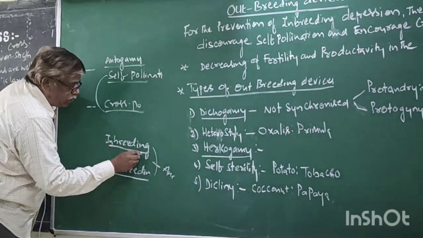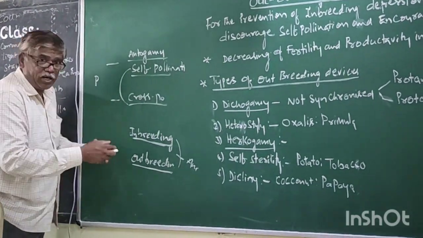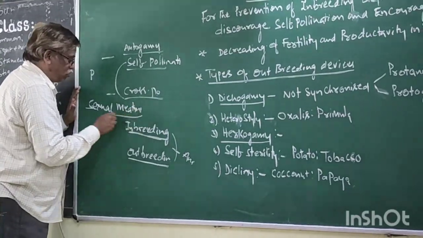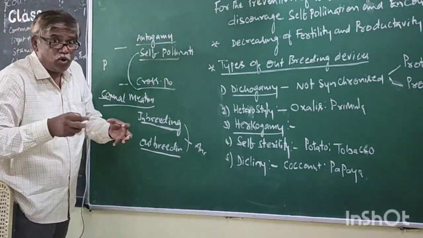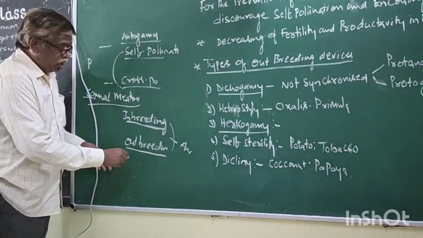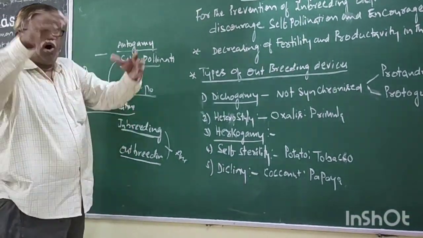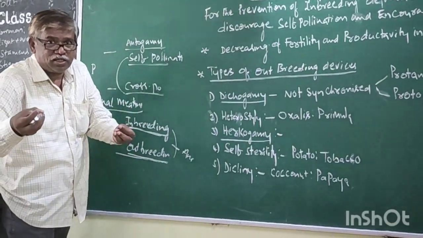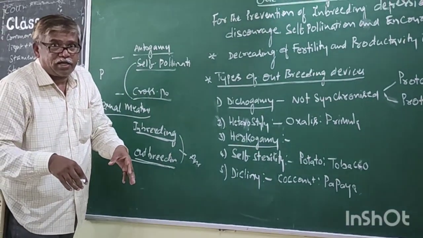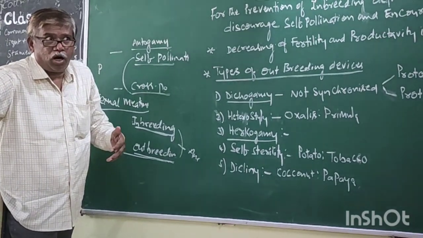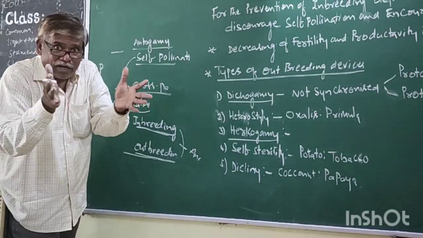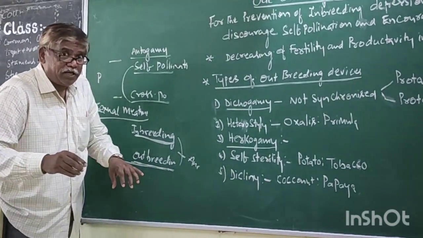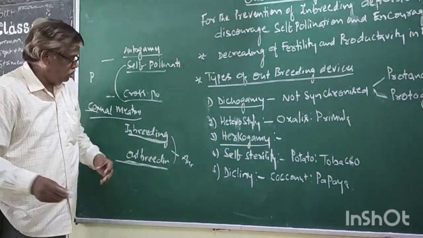Now come to inbreeding. Sexual mating between closely related families or closely related individuals is called inbreeding. Sometimes, according to Hindu religious practice, marriages take place within the family, like a brother's daughter married to a sister's son. A marriage with a close relative is inbreeding. If the sexual mating is with unrelated animals, it is called outbreeding.